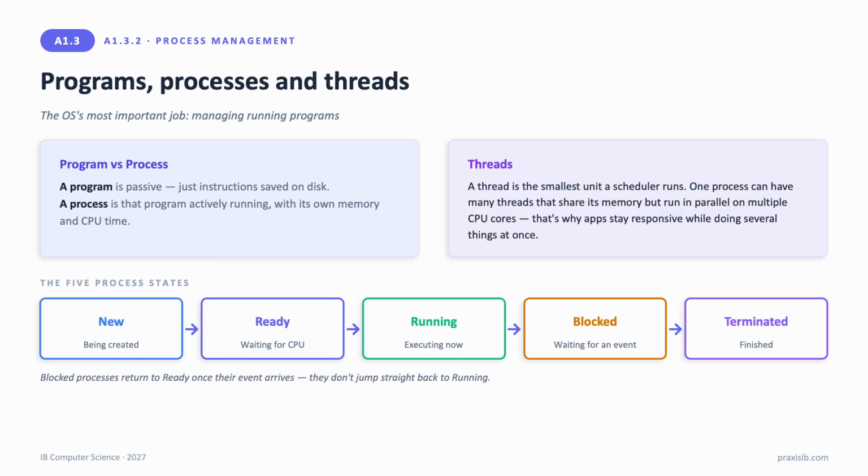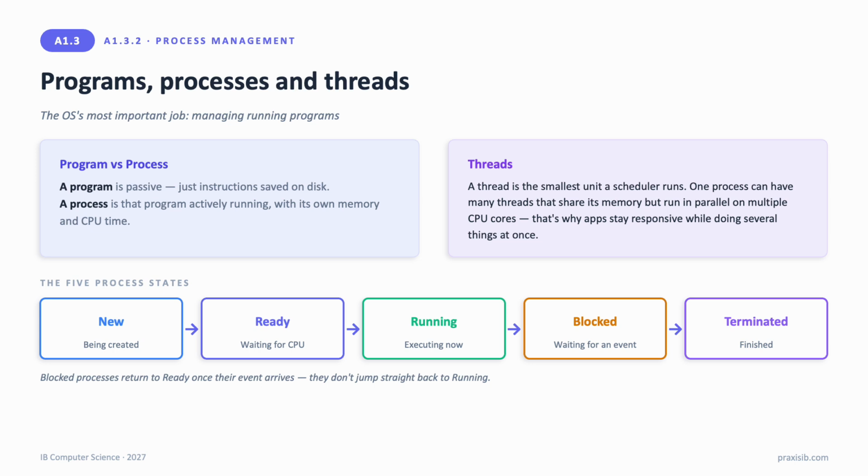Let's zoom in on what's probably the operating system's most important job, managing running programs. To do that, we need three terms, and the differences between the first two is a classic exam favorite. First, a program. A program is passive. It is just a set of instructions sitting on your desk, doing nothing, like a recipe in a closed cookbook.